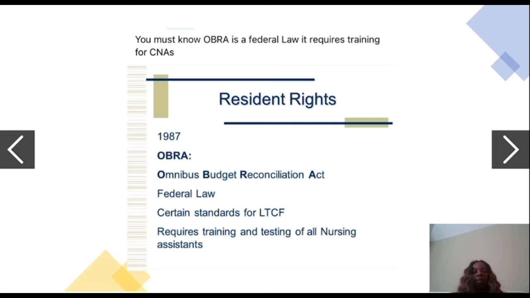You must know OBRA is a federal law. It requires training for CNAs. OBRA was established in 1987. It stands for Omnibus Budget Reconciliation Act. It's a federal law that has certain standards specifically for long-term care facilities, and it definitely requires training and testing for all nursing assistants. This is must-know information.